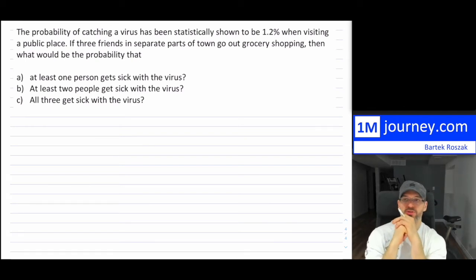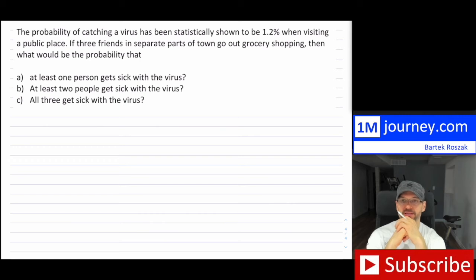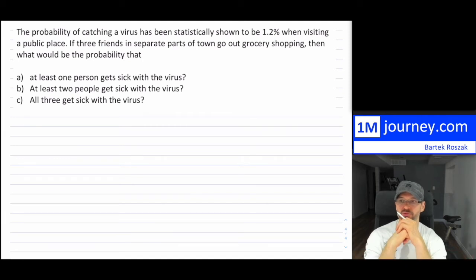Okay, so welcome. In this example, the probability of catching a virus has been statistically shown to be 1.2% when visiting a public place. So if 3 friends in separate parts of town go out grocery shopping, what would be the probability that A, at least one person gets sick, B, at least 2 people get sick, and C, all 3 people get sick? So what are the probabilities here?